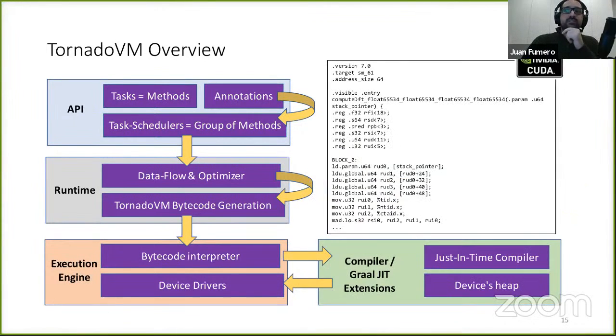And for the compilation, we extend the Graal compiler. Actually, we have our own phases. We have our own optimizations that we extend from the Graal JIT compiler in order to generate either OpenCL code or PTX code. In this case, I show you PTX. PTX is the, let's say, intermediate representation of CUDA programs. Right? We go down to that level.